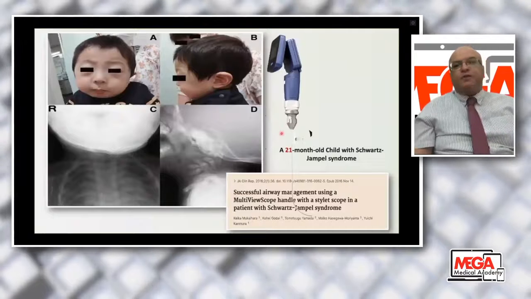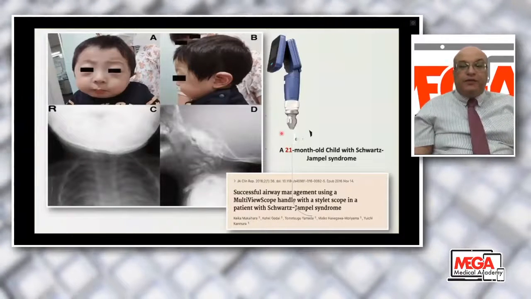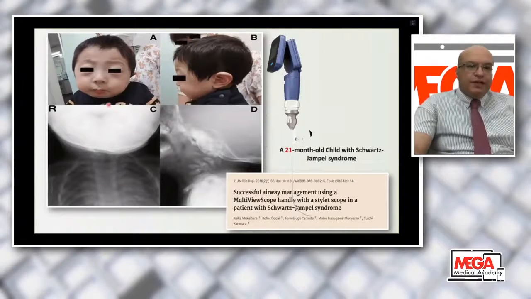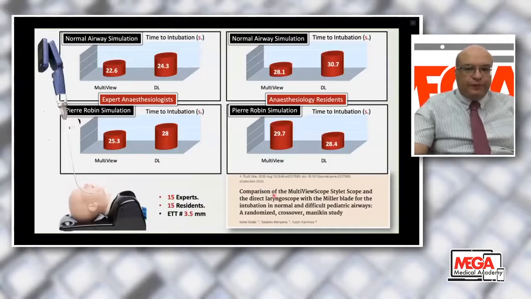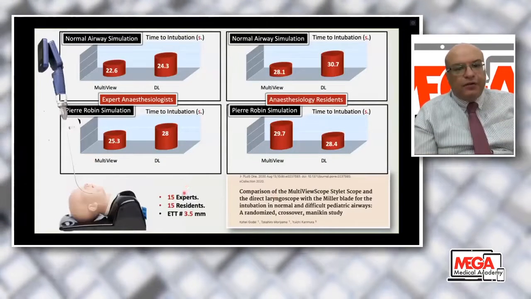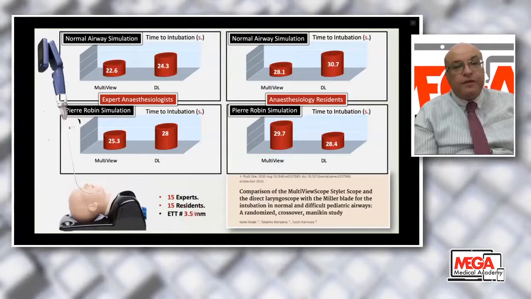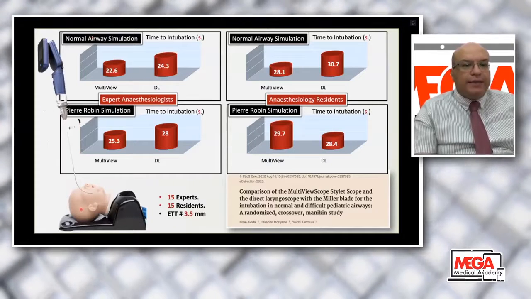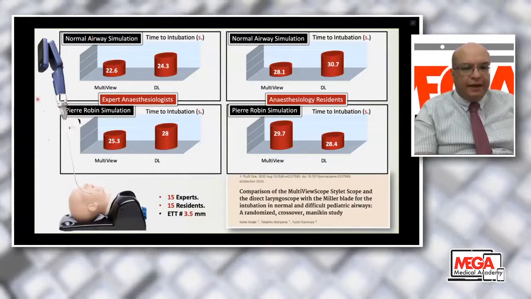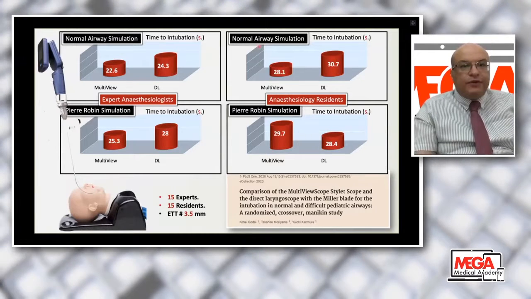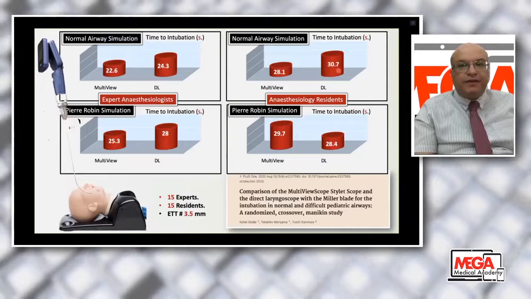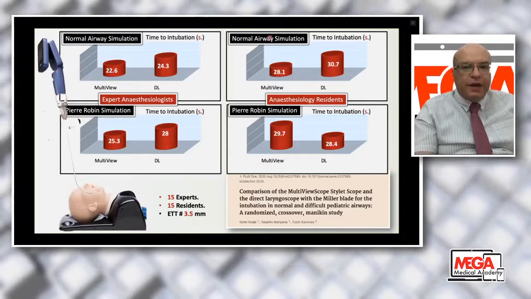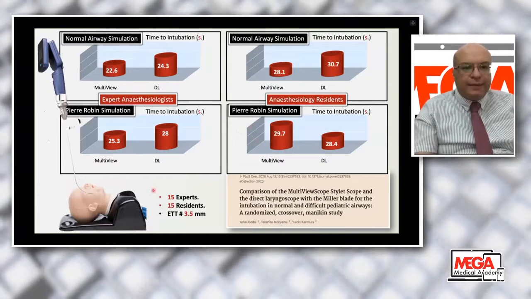Also here is described the use of Multiview scope for a 21-month-old patient with Schwartz-Jampel syndrome with a congenital malformation of the face. This is an interesting study including 15 experts and 15 residents with endotracheal tube 3.5 in 2 scenarios, normal airway and difficult airway simulation, as you can see here, using a Multiview. The time to intubation is significantly less with Multiview, and is comparable with direct laryngoscopy in both normal and difficult airway simulations.